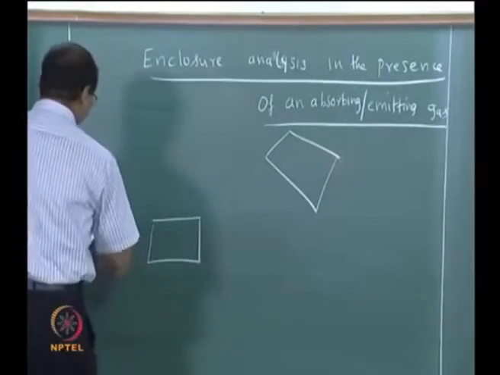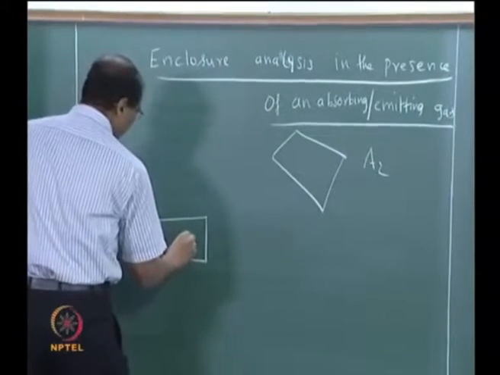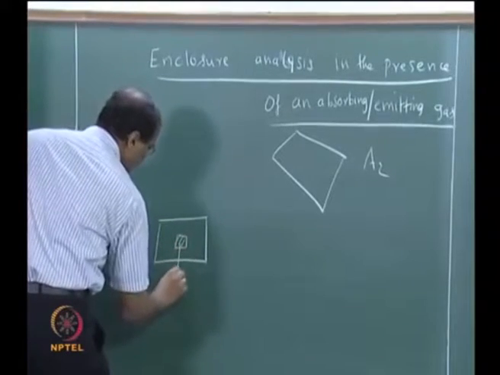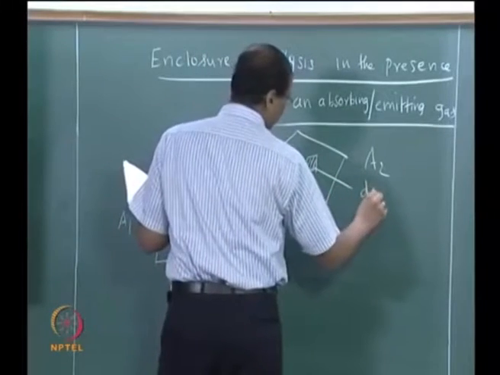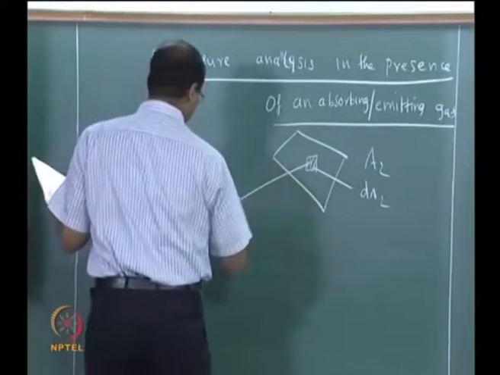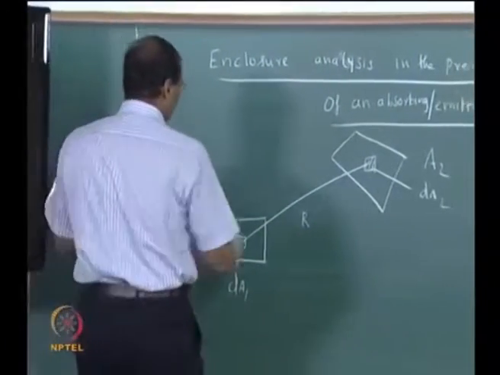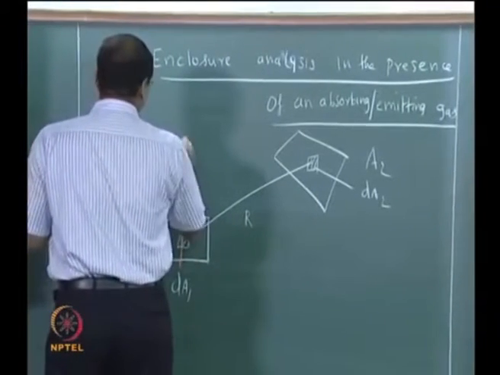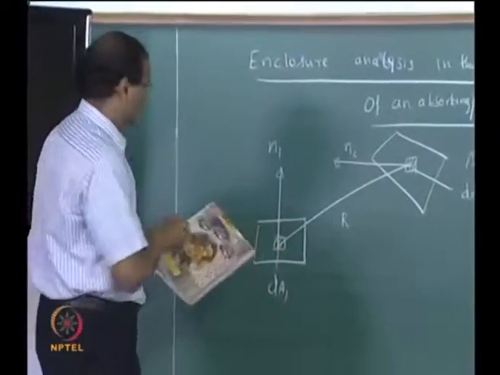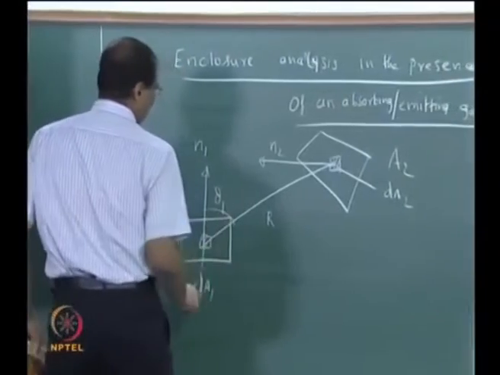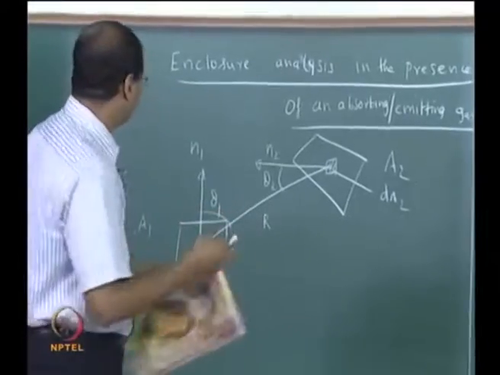Let us consider two areas A1 and A2 and two elemental areas dA1 and dA2. R is the distance between the two areas, and of course you have the unit vectors n1 and n2. The angles subtended by this R with respect to the unit vectors are theta 1 and theta 2 respectively, and this is surface 1 and this is surface 2.